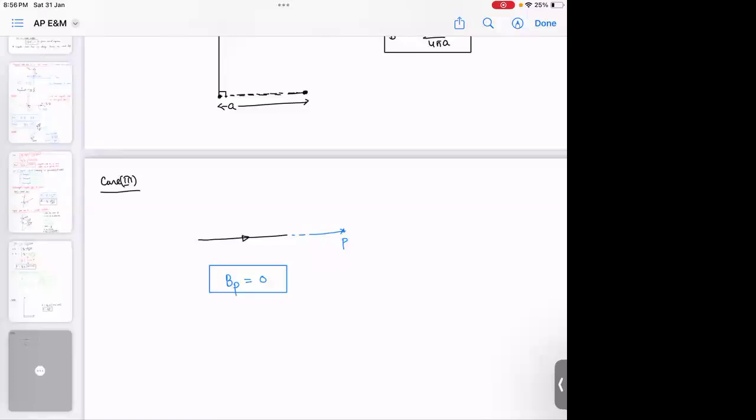Understood? When will the magnetic field be 0? If a point is there in such a way that the point is lying along the wire itself, then at that point how much will the magnetic field be? It will be 0. Clear? Please tell me.